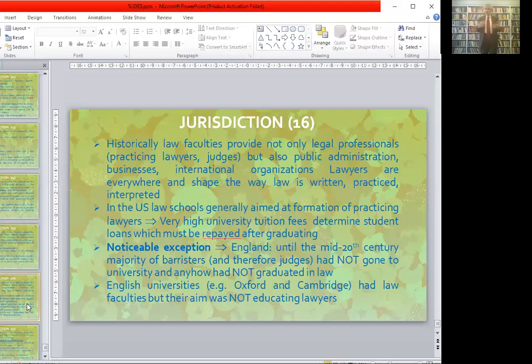And as you see, they're important sums. We're talking of $150,000 to $200,000. Families generally in the U.S. do not put money into supporting their children's education. So it's up to them to find the money and to repay for their education.